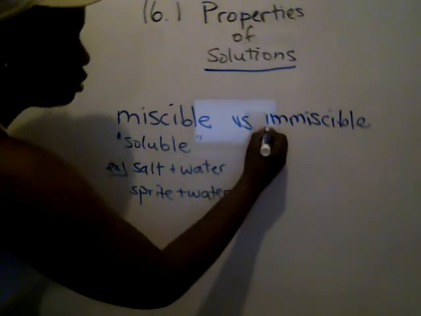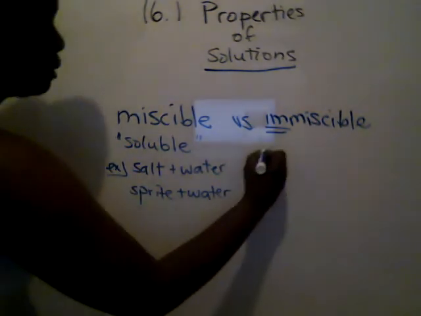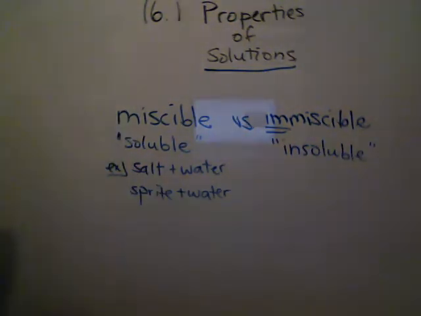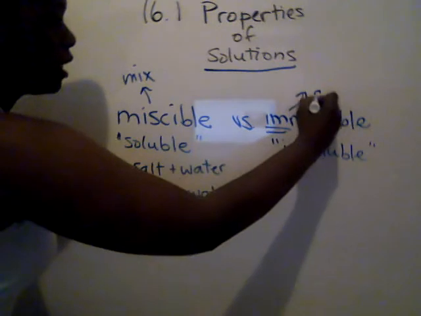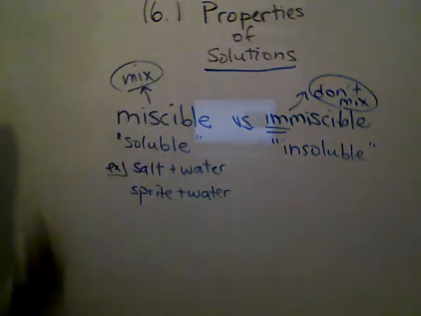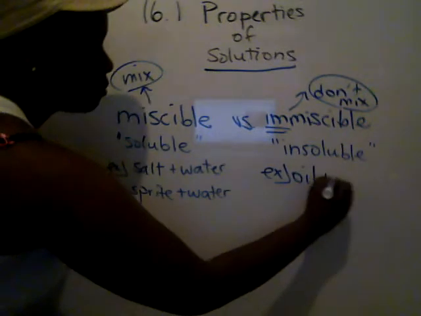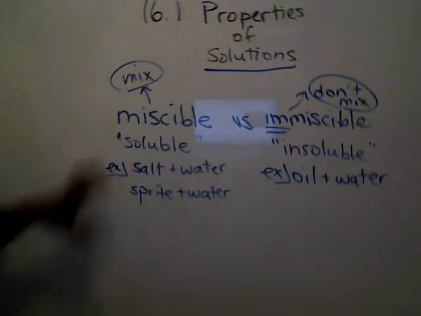Something that's immiscible, usually if we have "im," that means not or impossible. So immiscible things are, another word we can use is insoluble. These are things that do not mix well together. Miscible, we can think of as mix. Immiscible, we can think of as they don't mix. An example of something immiscible could be oil and water. No matter how much oil or water you put, they will never be able to mix together, so they would be immiscible.